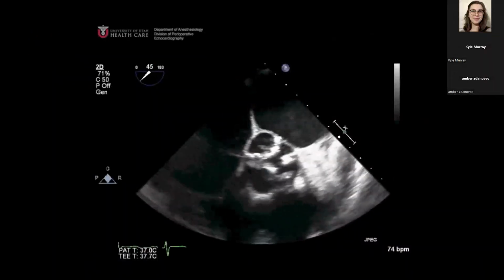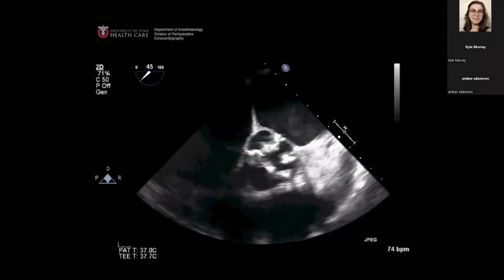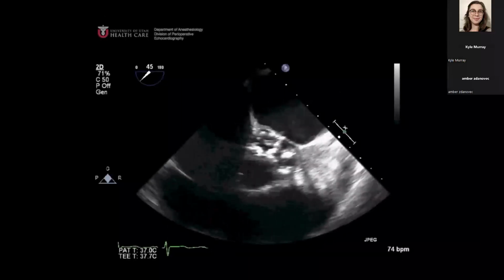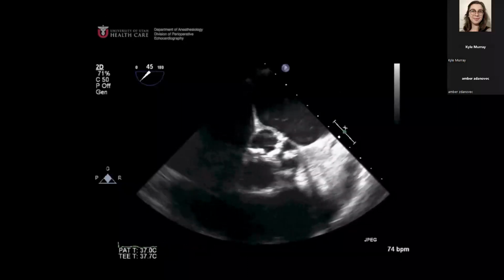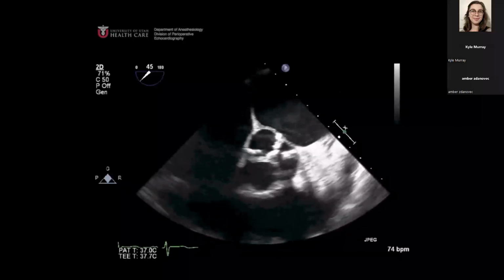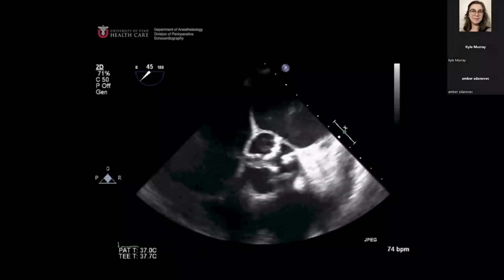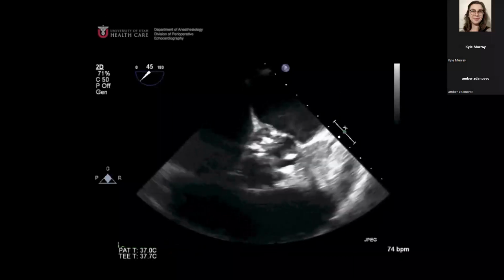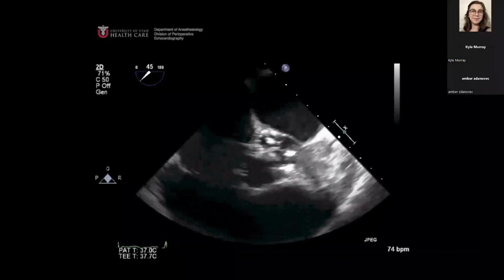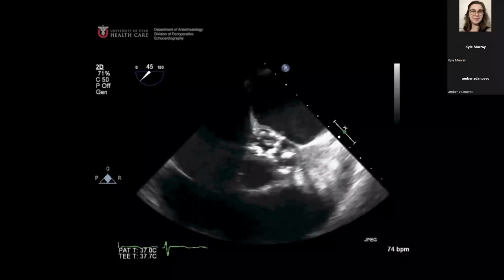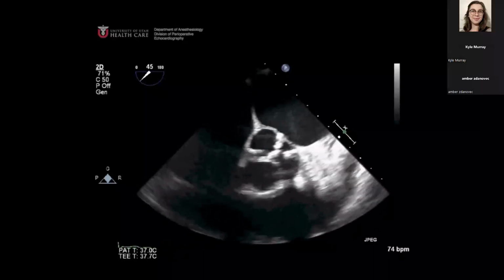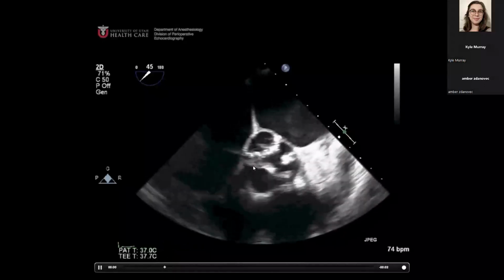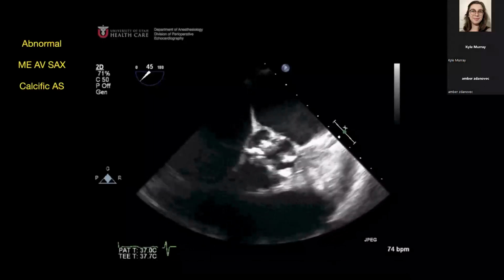All right, what about this one? Abnormal, good. What kind of disease process do you think this one is? I'm kind of torn between rheumatic versus calcific. The edges look very abnormal, which leads me to think rheumatic, but there is kind of shakiness throughout the whole thing. Maybe I think probably more calcific.